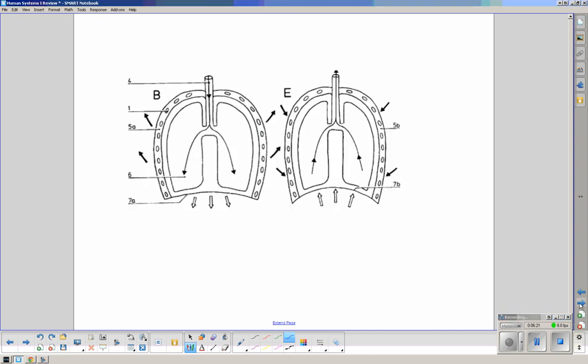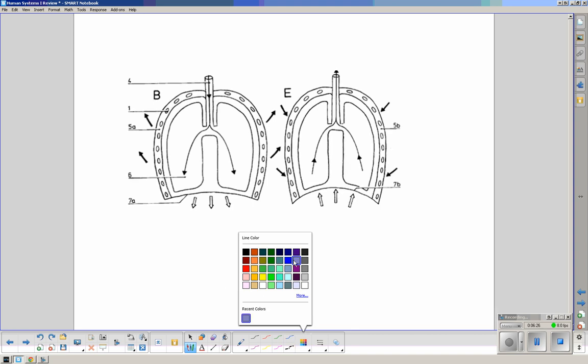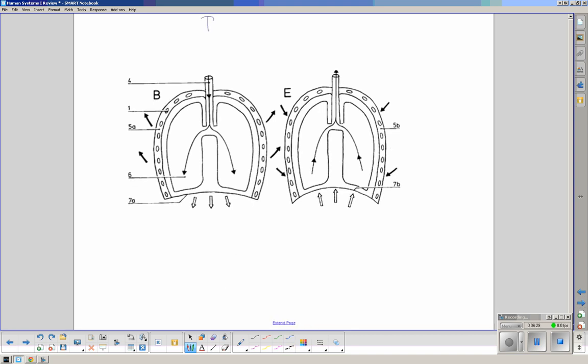Speaking of breathing, let's look at breathing movements. Breathing movements have everything to do with how the muscles contract. As muscles contract or relax, it changes the pressure inside the thoracic cavity, and that causes air to come in or out. On the left-hand side, or diagram B, this is a diagram of an inhalation. When someone inhales, air goes down their trachea and into their lungs, and that's what this is an image of.